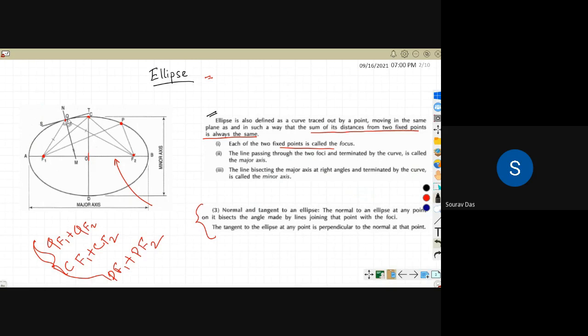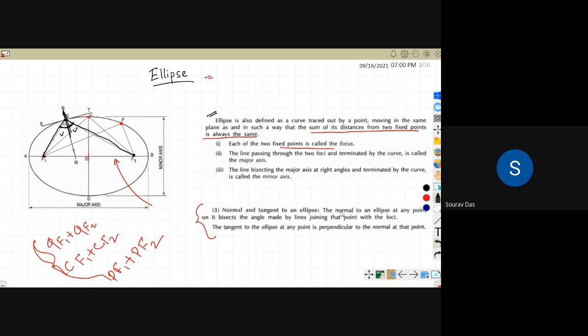So if at any point, say for this point Q, the normal to the ellipse at this point, so this is the normal which is drawn at point Q, this normal will bisect the angle which is made between the two focuses. So this is the angle made by the two focuses. So the normal at any point will bisect the angle made between that point and the two focuses. So this is also one important point for ellipse.